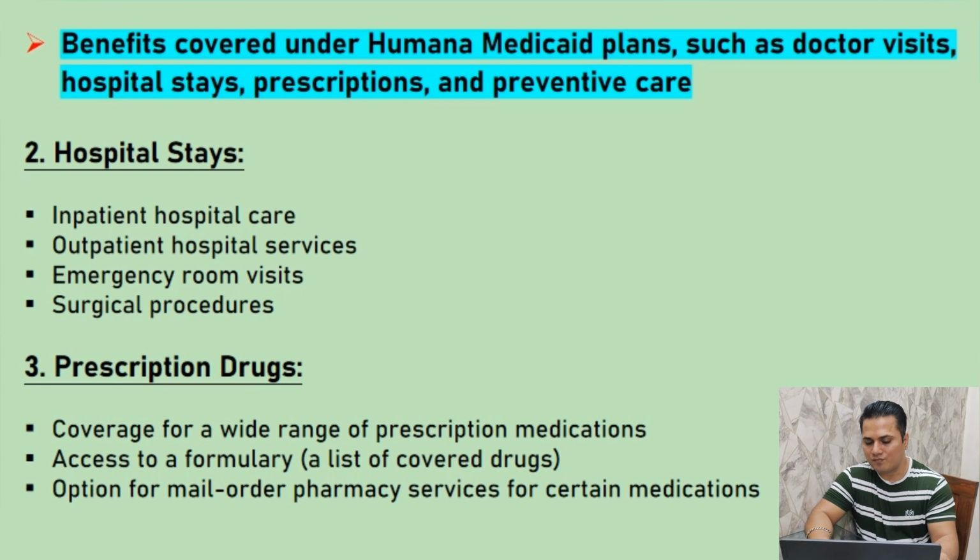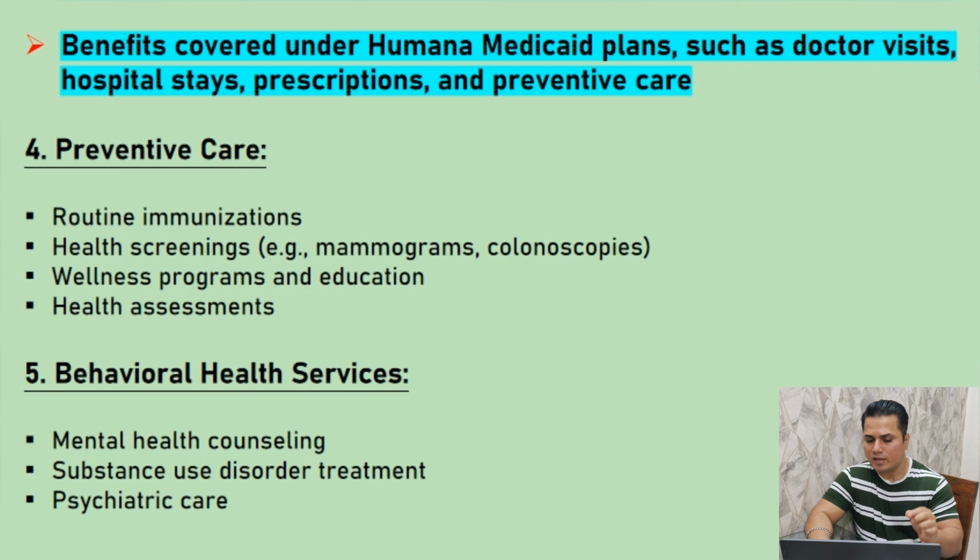Now, number 4, preventive care. In that, routine immunizations, health screenings, for example, mammograms, colonoscopies, wellness programs and education, health assessments. Now, number 5, behavioral health services: mental health counseling, substance use disorder treatment, psychiatric care.